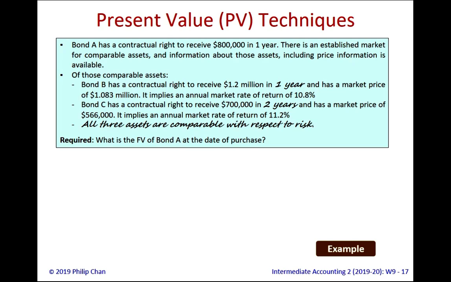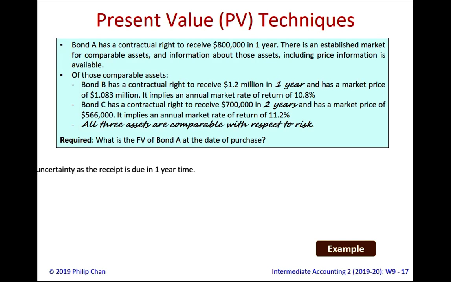which implies an annual market rate of return of 11.2%. We consider in this example that all 3 assets, bond A, bond B, bond C, are comparable with respect to risk. They have the same level of risk. Now we have to work out the fair value of bond A at the date of purchase. How do we do it?